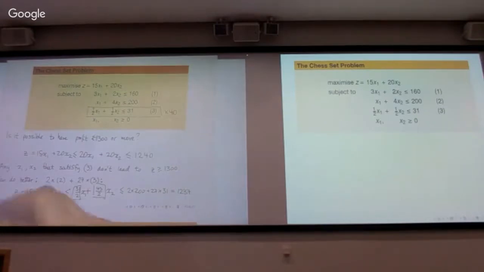So, in no feasible solution, okay, I'll put it this way. In a feasible solution, Z, the objective, is no more than 1,237. Again, it's not a huge improvement on the 1,240 that we had before, but it shows that perhaps we can do even better.